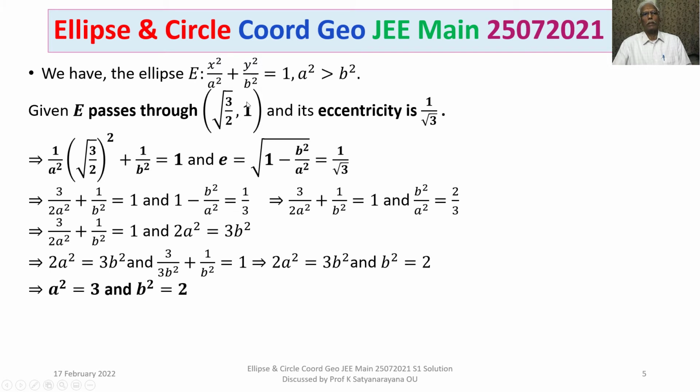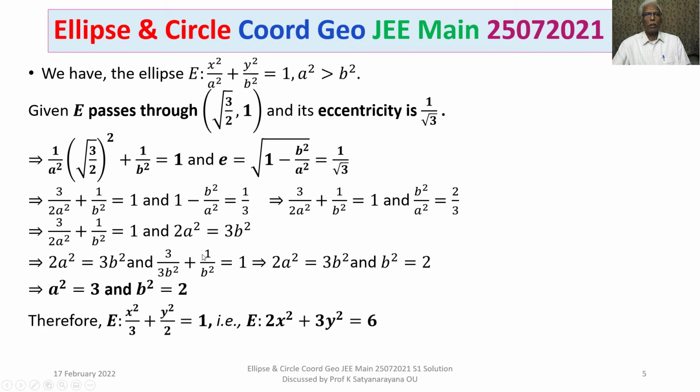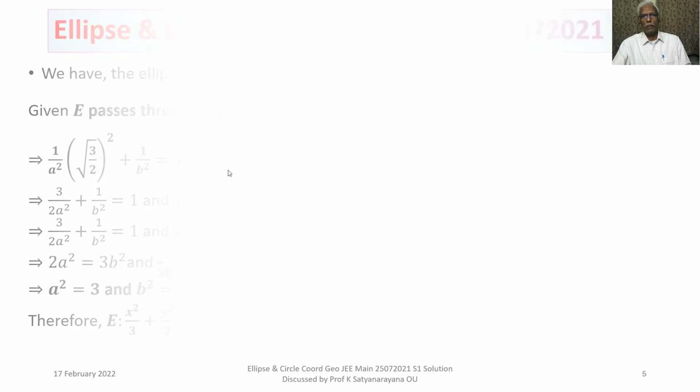Thus, we got the equation of the ellipse E. So the equation of the ellipse E is x square by 3 plus y square by 2 is equal to 1. And it can also be written by taking the LCM. The equation of the ellipse is 2x square plus 3y square is equal to 6. We continue in the next slide.